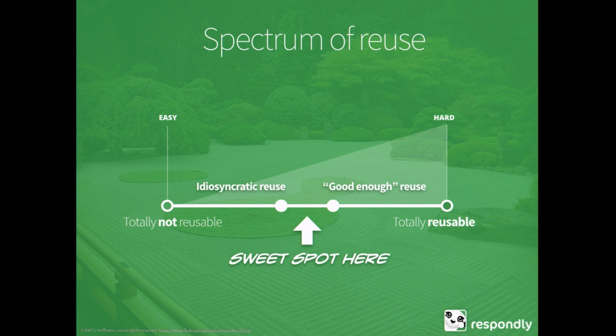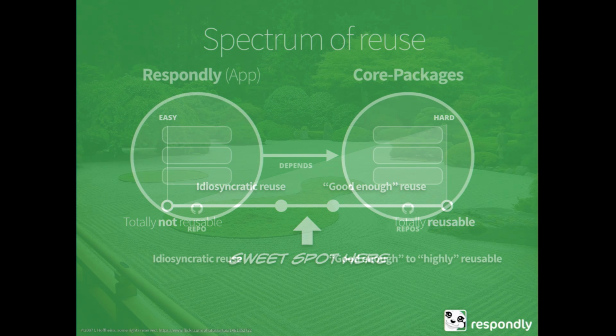Idiosyncratic reuse would be in your app. It's relevant to the value proposition of your app, but you can reuse it within that context. Over on this side is good enough reuse, where it makes sense to reuse in a generic fashion, but you're wiping off that long tail of doing every possible edge case condition. It's just good enough for you, or you and a few others in your friends' companies.